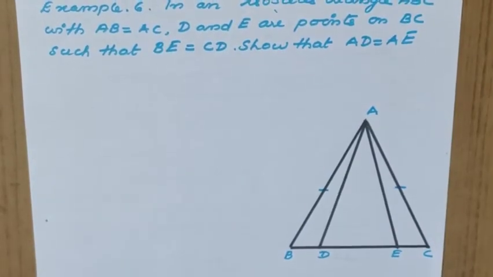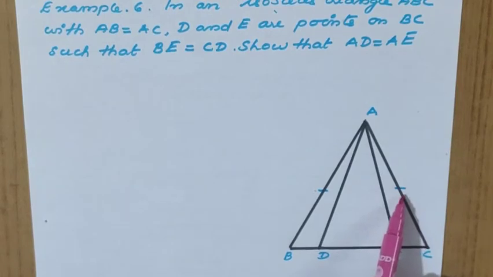Next question is example 6 only. In an isosceles triangle ABC with AB equal to AC, we have already marked AB equal to AC, and D and E are points on BC such that BE equal to CD, right? Now we have to prove that AD equal to AE.